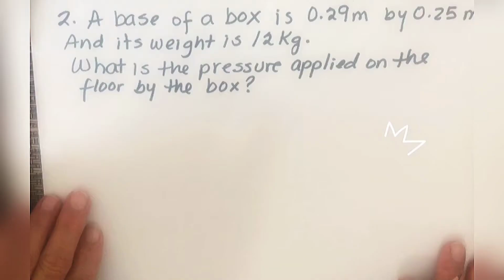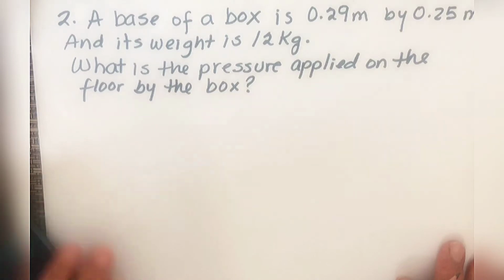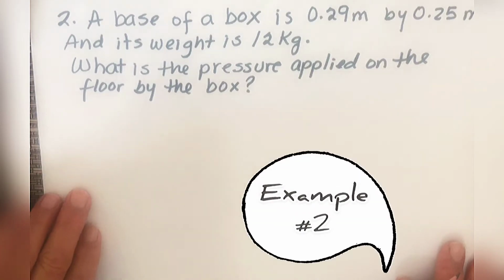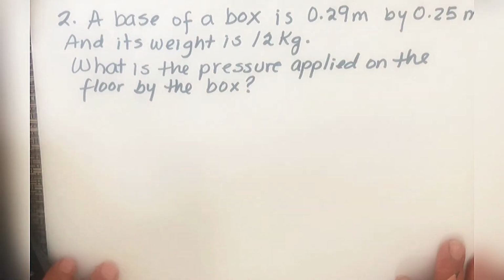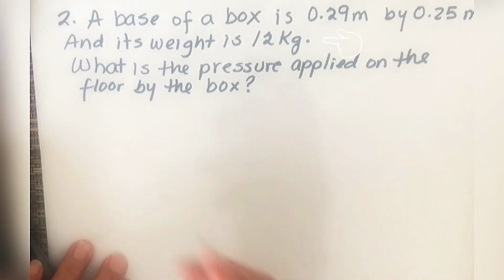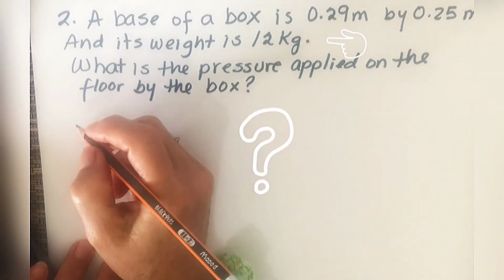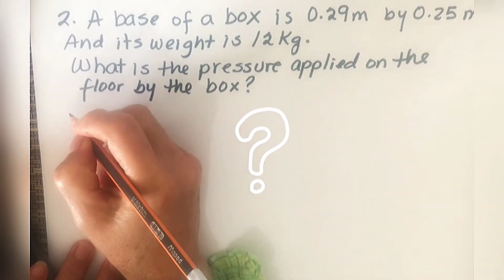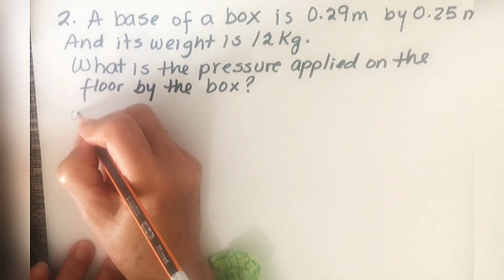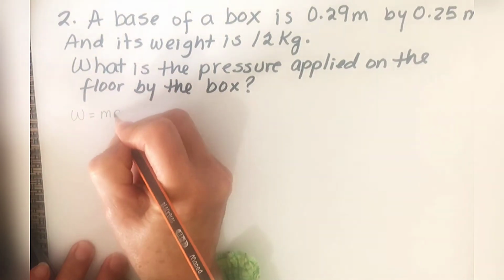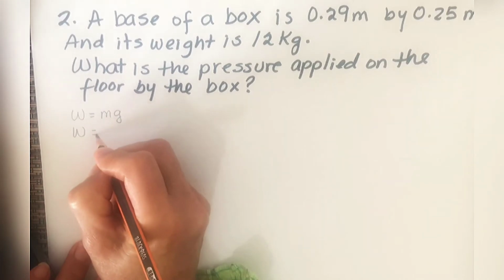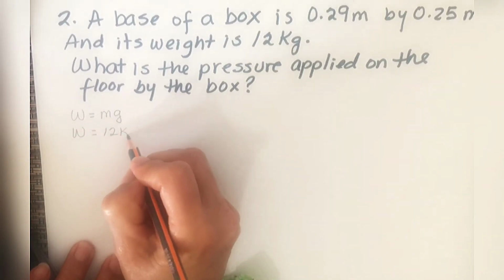Okay? Okay, let's continue. Example number 2. A base of a box is 0.29 meters by 0.25 meters and its weight is 12 kilograms. What is the pressure applied on the floor by the box? In this example, we need to look for force, area, and pressure. Remember that the weight is a type of force. Weight equals mass times gravity.